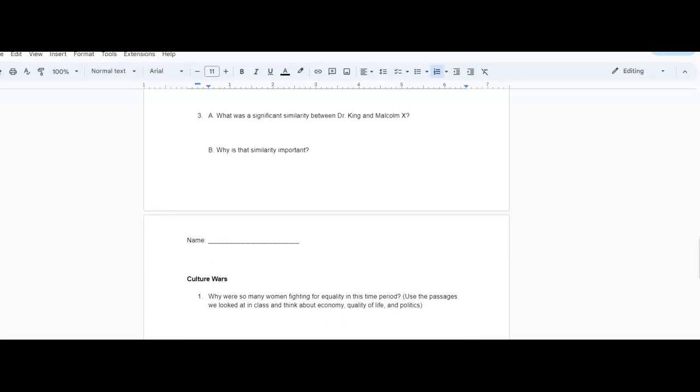Number 3, what was a significant similarity between Dr. King and Malcolm X? And then the second part of that says, why is that similarity important?